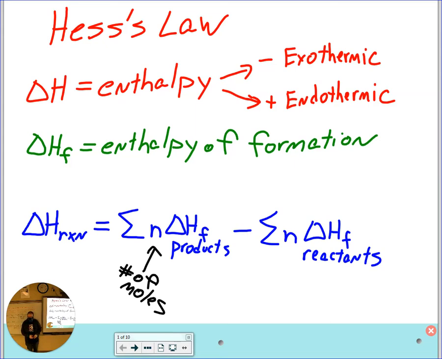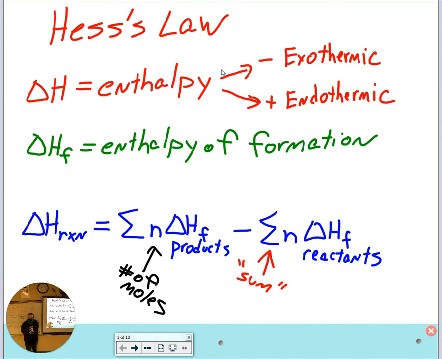Okay. Sigma means the sum. It means you're adding things together. Good question. Anybody else? Actually, you know what? I'll add that little thing here because that's a good thing to know. Thank you, Jake.